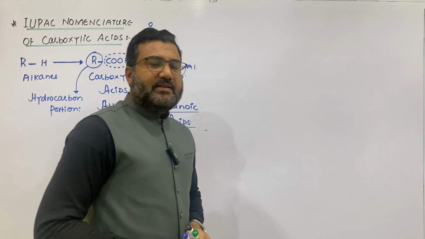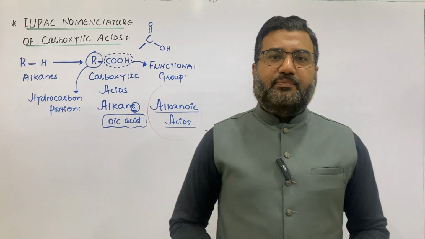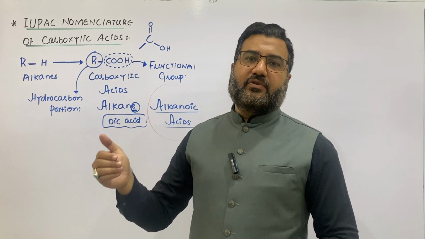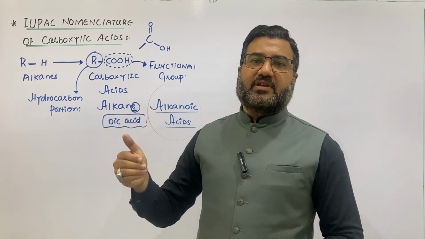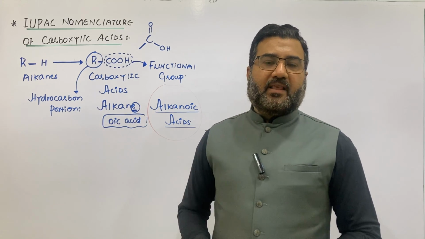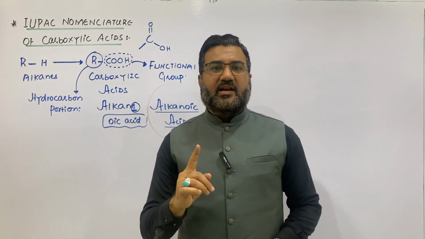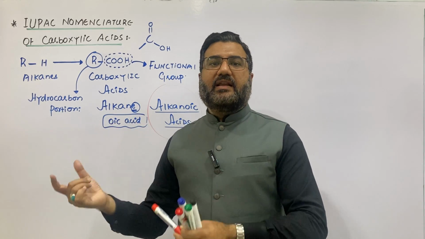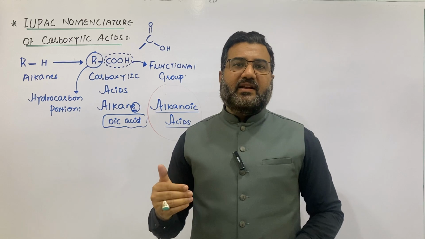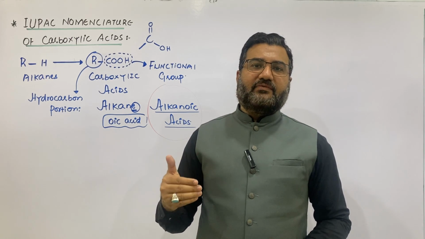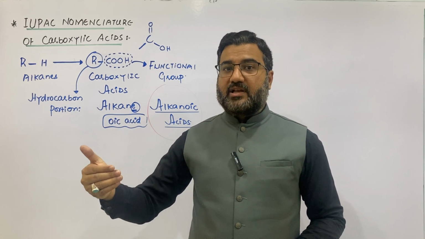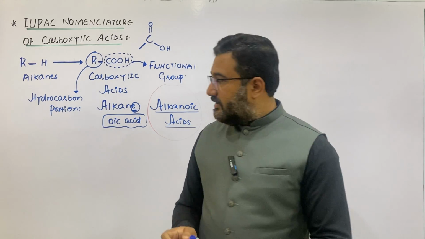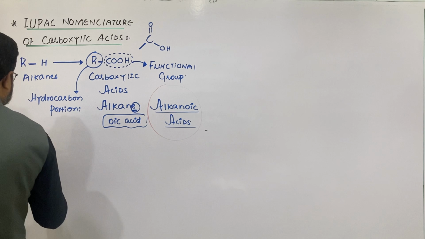It means simply we can say that the IUPAC names of the carboxylic acids will be derived from the IUPAC names of the corresponding alkanes. A carboxylic acid having one carbon atom will have an IUPAC name according to the alkane having one carbon atom. Similarly, the name of the carboxylic acid with two carbon atoms will be taken from the IUPAC name of the alkane with two carbon atoms. So let us now take some examples.